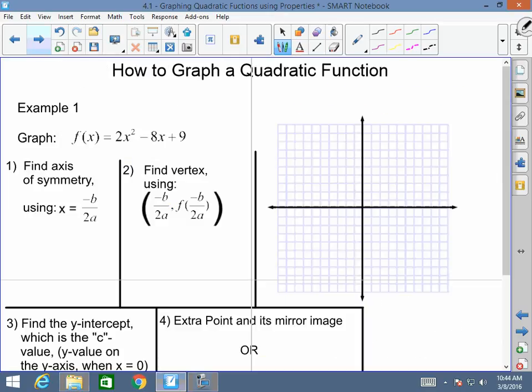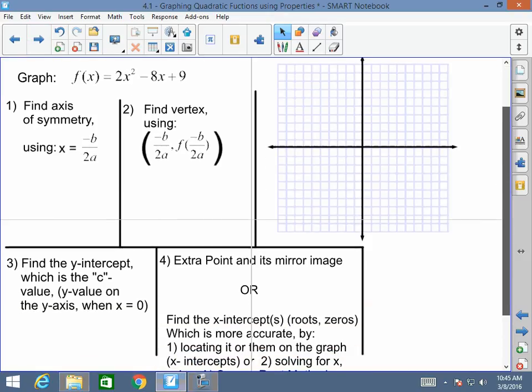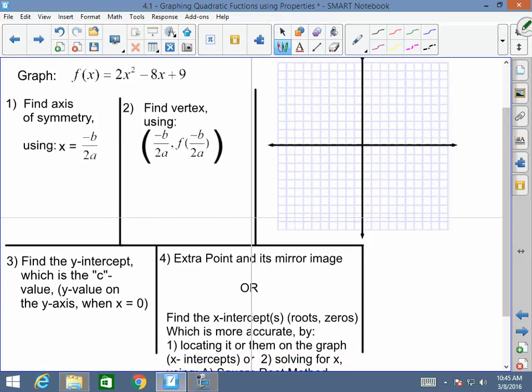Now let's put this together and let's graph a function, right? Let's graph one. Okay, so how to graph. Now that we went through everything in detail, guys, this should be just fluid. But as always, I got steps. Follow the steps. So number one, find the axis of symmetry. Well, x equals negative b over 2a. Negative times negative 8 is 8 over 2 times 2, which is 4. So that's 2. So x equals 2. That's my axis of symmetry.